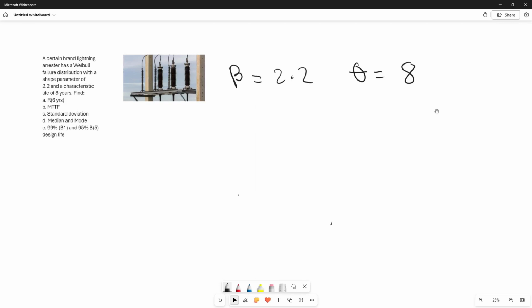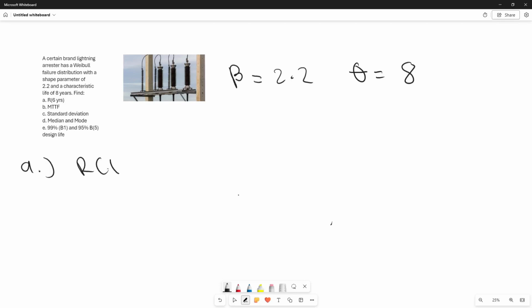First things first, it depends. People use lambda and alpha, some people use beta and theta. Let's use beta and theta because they rhyme. Shape parameter 2.2, characteristic life 8 years. So, A.